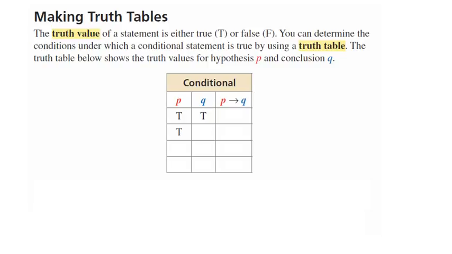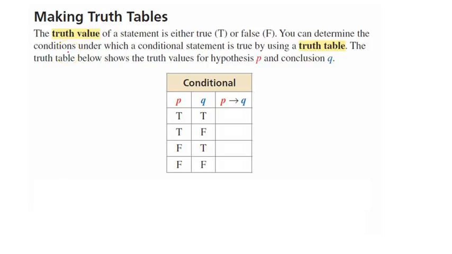So here's where the hypothesis is true and the conclusion is true. Next we could have the hypothesis be true and the conclusion be false. Or we could have the hypothesis be false and the conclusion might be true. Or the hypothesis is false and the conclusion is also false.